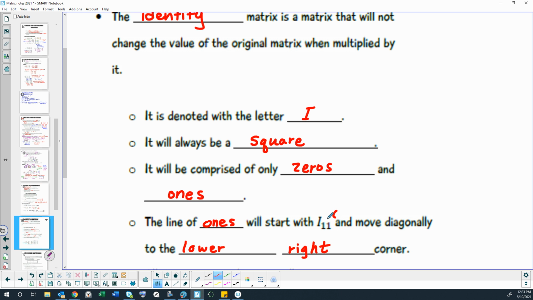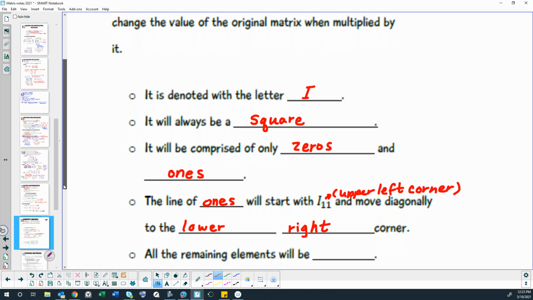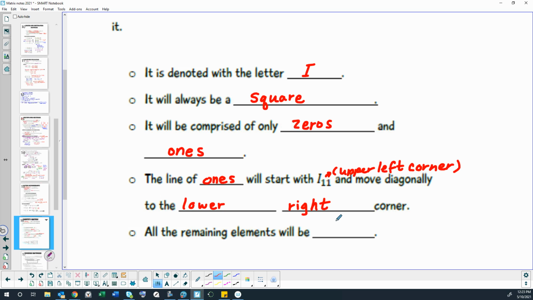So, in case you don't know what that means, it's the upper left corner. So from the upper left corner to the lower right corner of your square, we will have just ones, and then everywhere else will be zeros. So all of the remaining elements will be zeros.